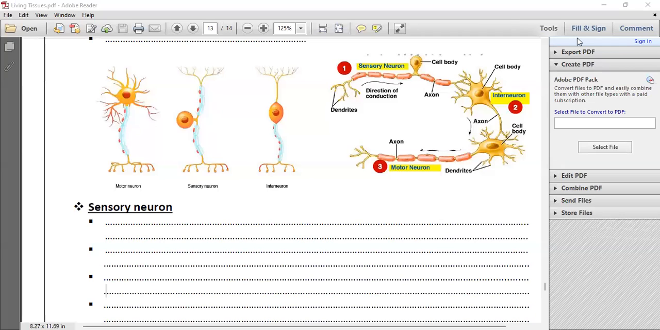Third point: cell bodies of sensory neurons are present inside a ganglia.